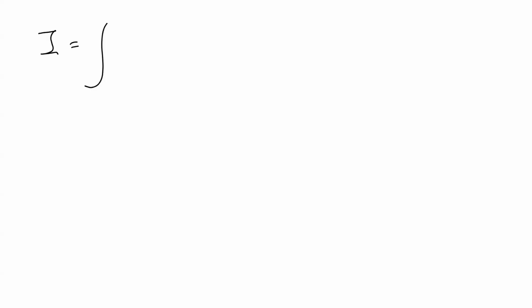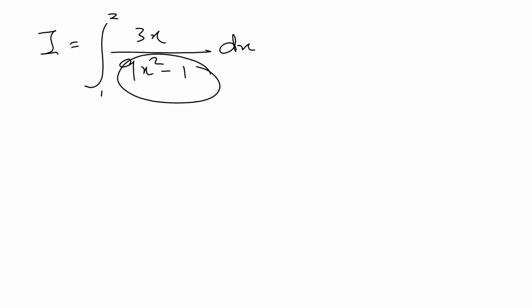Next problem, integration of 3x upon 9x square minus 1. This is 2 and this is 1. Now I'm just observing the derivative of the denominator to be 18x. So we can easily make this 18x by multiplication and division by 6.